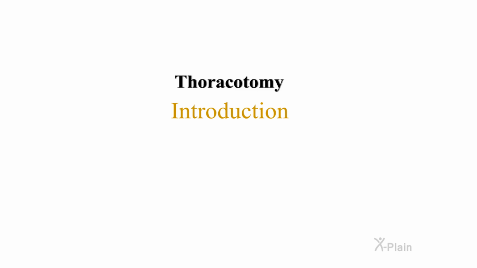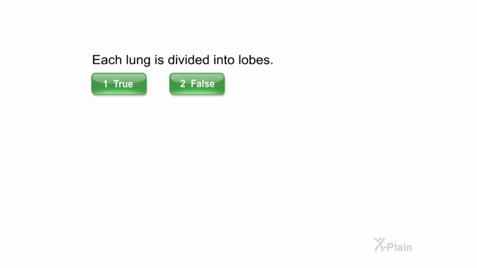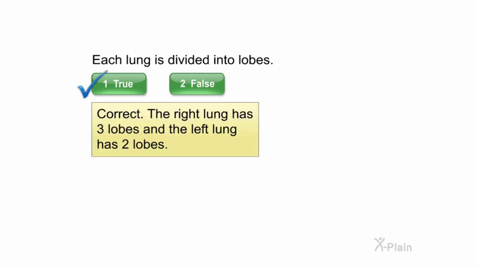Thoracotomy. Introduction. Each lung is divided into lobes. Select true or false. Correct. The right lung has 3 lobes and the left lung has 2 lobes.